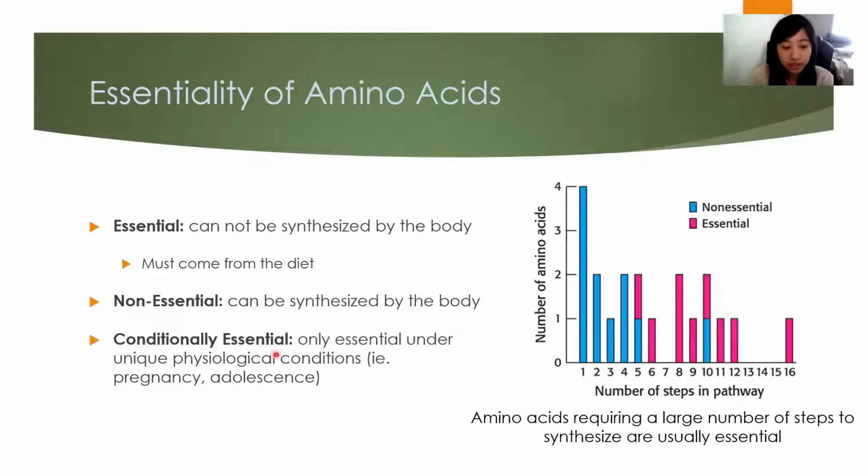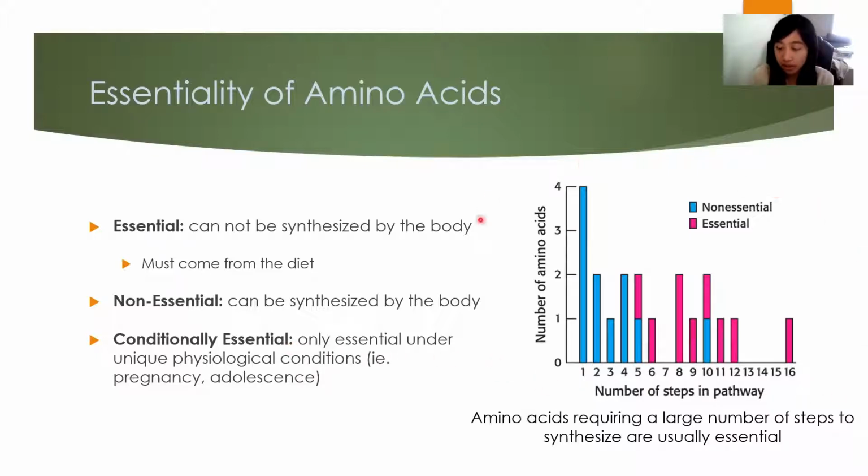Conditionally essential amino acids are those that are essential only under unique physiological conditions, such as pregnancy and adolescence. So for these amino acids, we do possess the biosynthetic pathways. However, they cannot be produced under special circumstances.